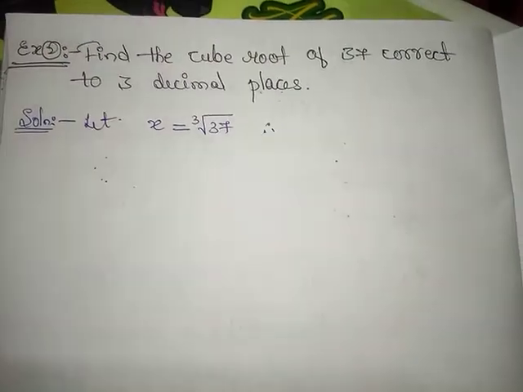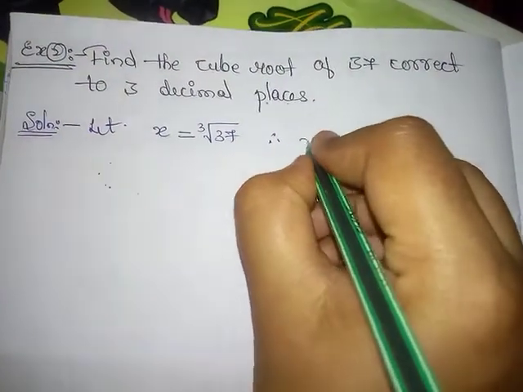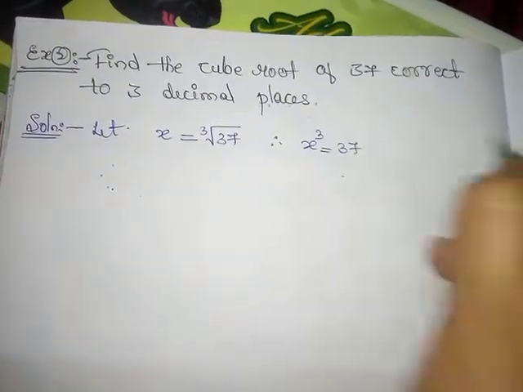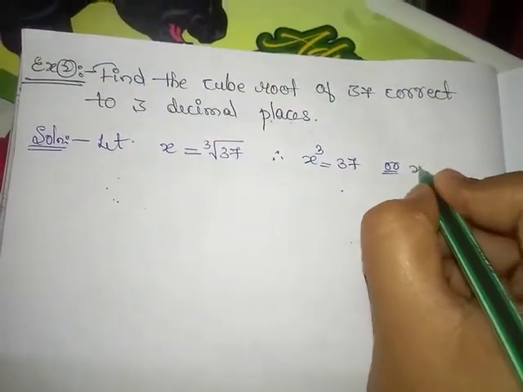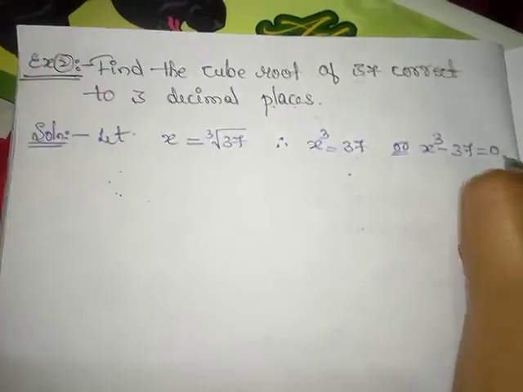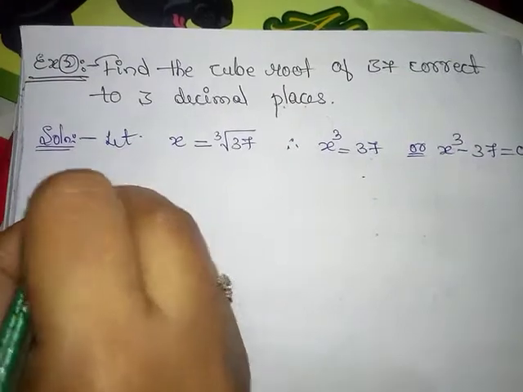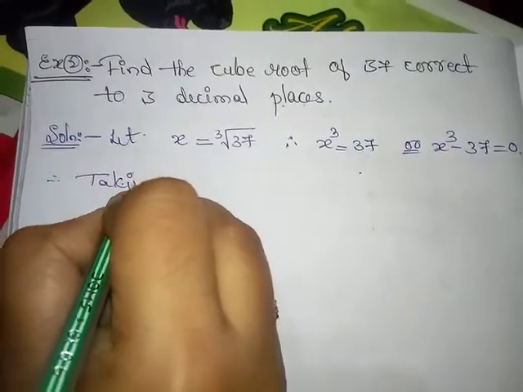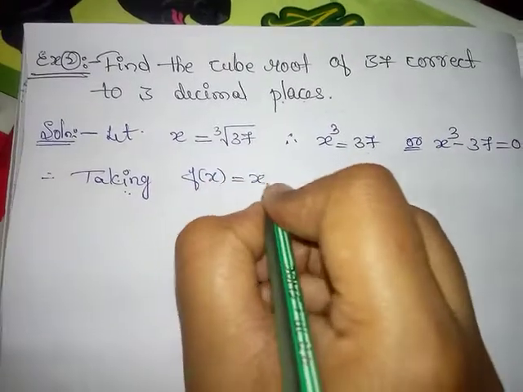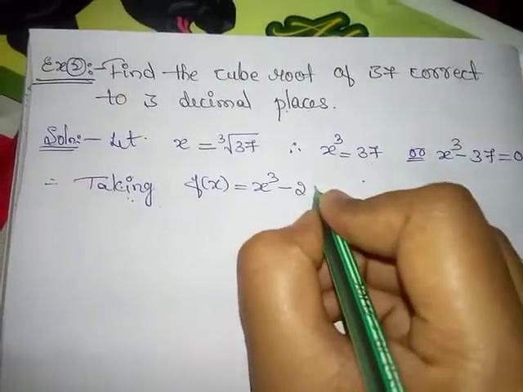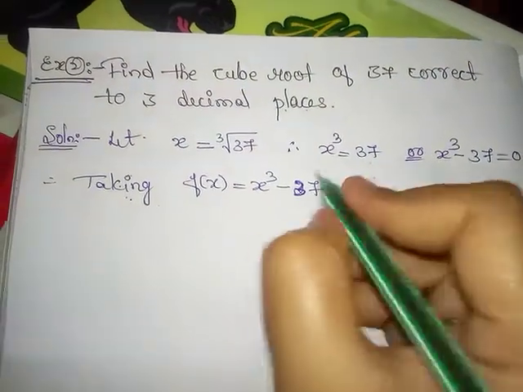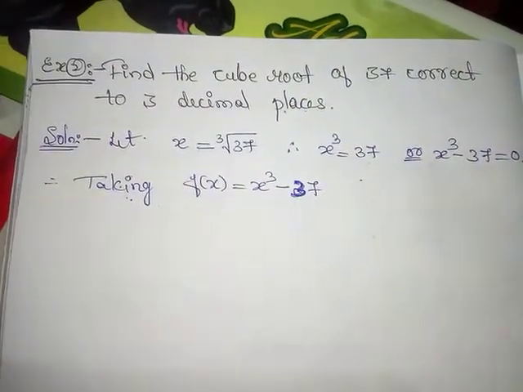Therefore, raise the power 3 on both sides. What we will get? x cube is equal to 37, or x cube minus 37 is equal to 0. Therefore, taking f of x is equal to, our function is what? x cube minus 37.